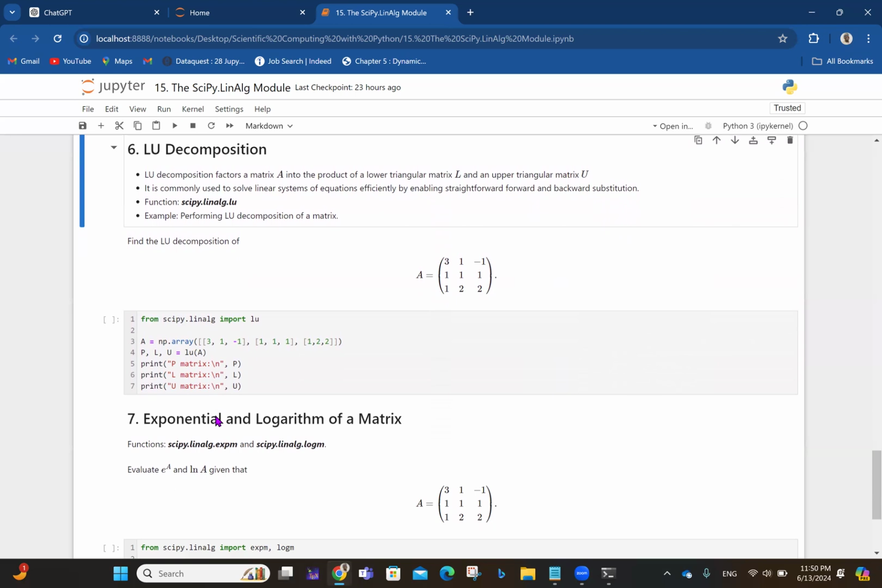Okay, so we come again to the idea of LU decomposition. You can take L to be lower and U to be upper, right? So LU decomposition factors a matrix A into the product of a lower triangular matrix L and an upper triangular matrix U.